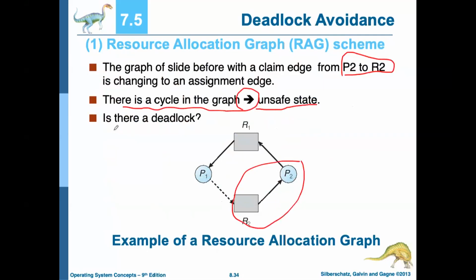So is there a deadlock? I think you know what the answer is, right? With this cycle, after they change this. That was the example of the resource allocation graph.